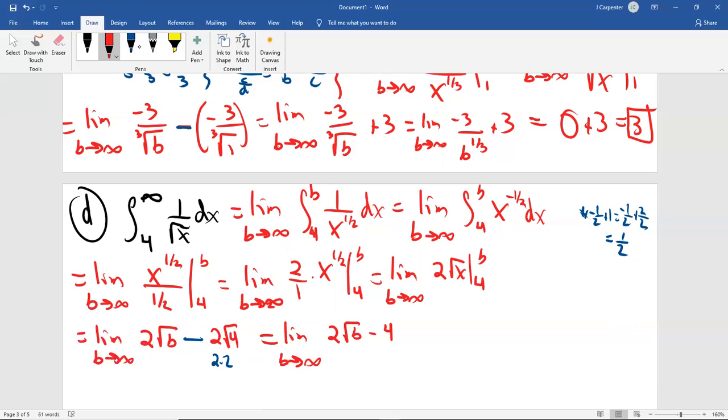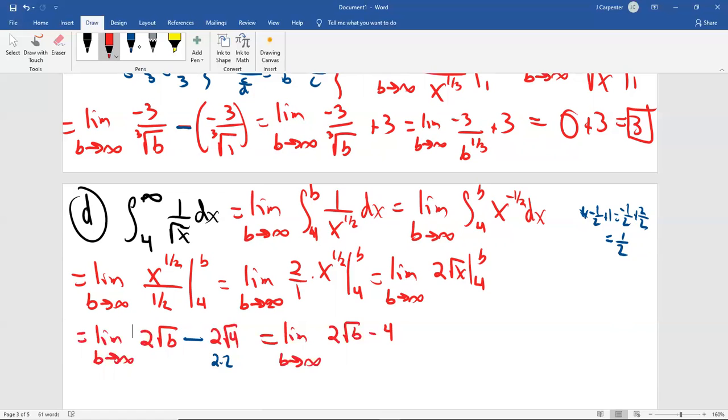As b goes to infinity, what happens to the square root? Well, if you take the square root of 1,000,000, you still get a big number. If you take the square root of 1,000,000,000,000, you'll get a bigger number. If you take the square root of 10 quintillion quintillions, you'll get a bigger number. So this square root of b goes to infinity. Now, if it was in the bottom, that would be okay because 1 divided by infinity goes to 0. But this is in the top.